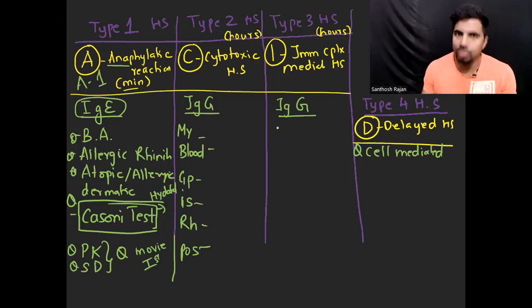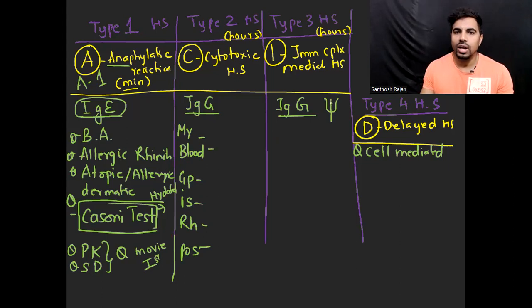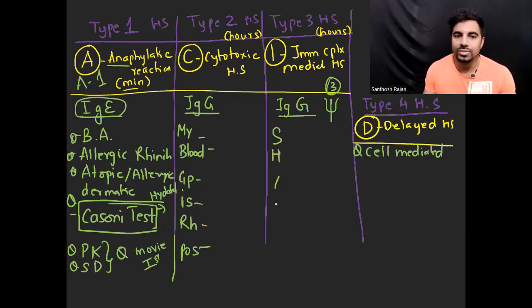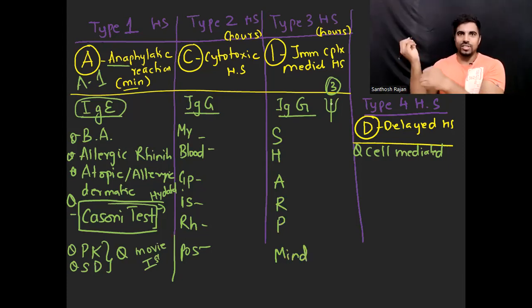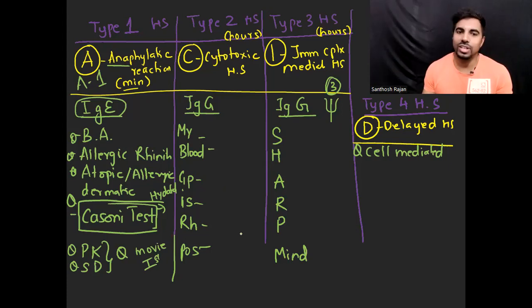For type 3, it is even more easy. Three means sharp. You see the symbol, three, that means sharp. S-H-A-R-P, sharp mind. It is very sharp, like the weapon you have seen the goddess holding. So three is sharp mind.